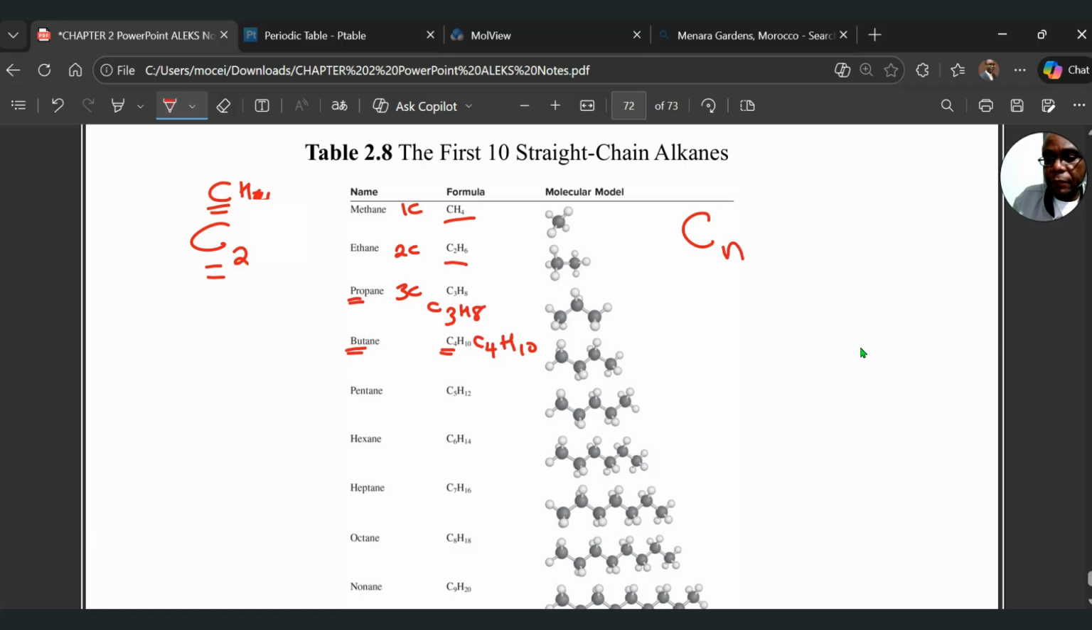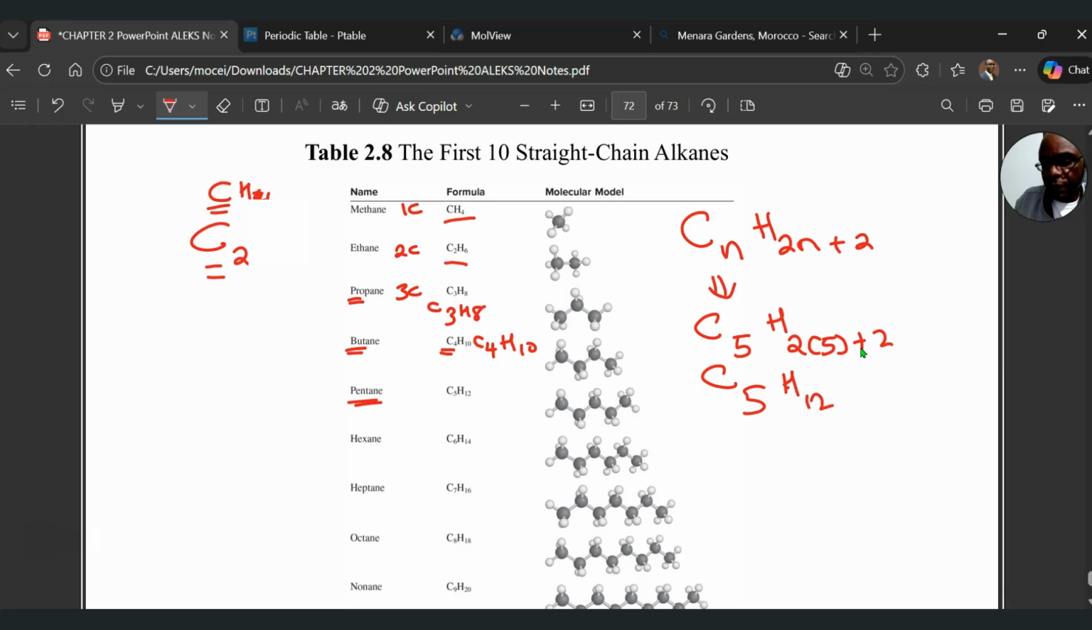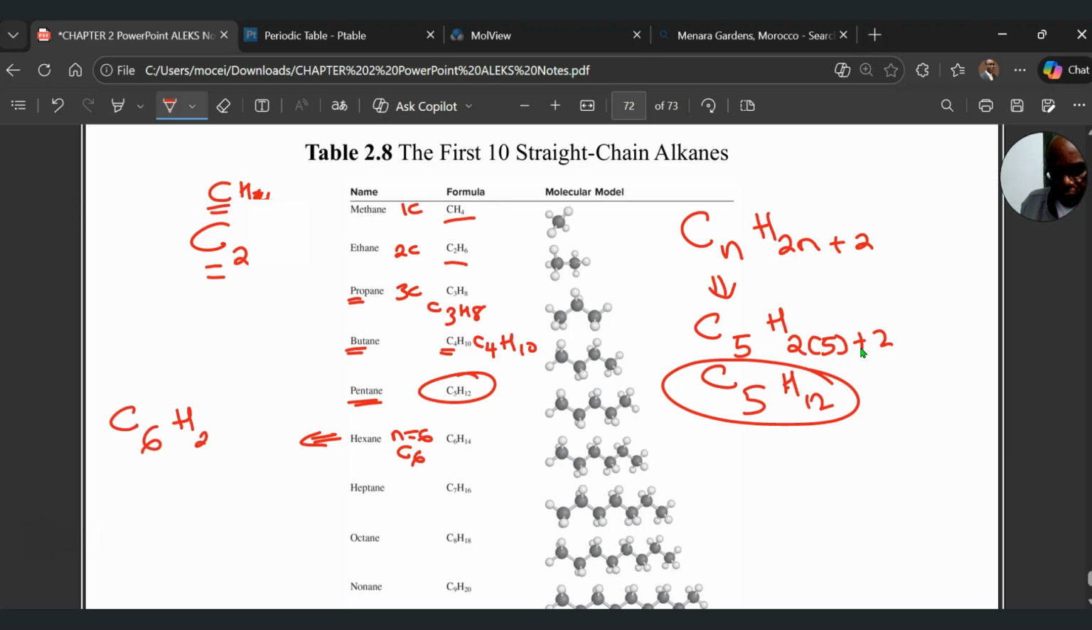They all follow this general formula, CnH2n+2. So if you have, let's say, 5 carbons for pentane, if I have 5 here, it's going to be 5, twice 5 plus 2. So it will be C5H12. That's where that formula comes from. For hexane, n equals 6, meaning you have 6 carbons. So it will be C6H(2×6+2). So it will be C6H14, the formula for hexane.